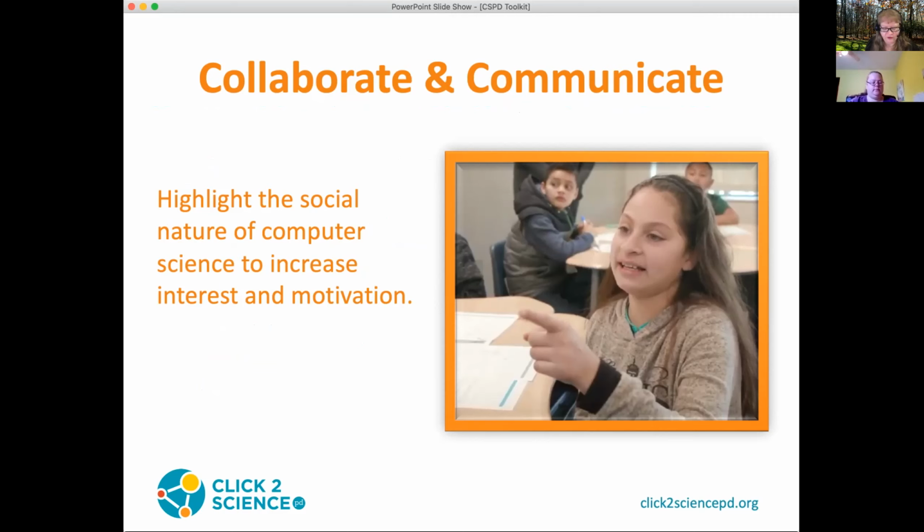You can highlight the social nature of computer science to increase interest and motivation. The social part of science, working together, learning together. It energizes learners, especially girls. Working together challenges stereotypical perceptions that jobs in computing require people to work alone in a cubicle. Facilitate computer science experiences where everyone is working in small groups and talking about their own ideas to increase participation. Make sure that discussions are respectful and that each person's contributions are valued.